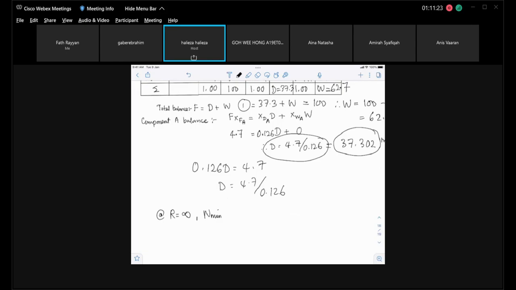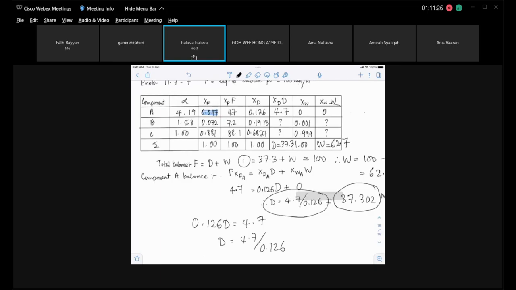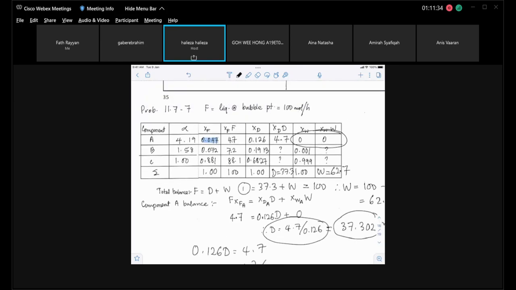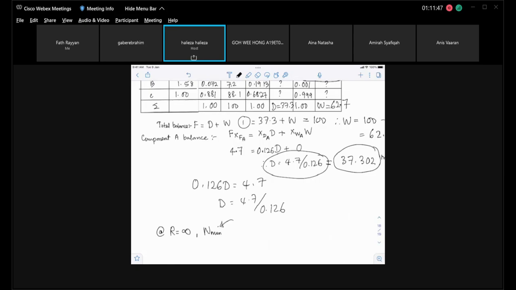The way I understood the problem is that initially this is the assumed distribution of A, because B and C are the light key and the heavy key. So component A is assumed to be all in the distillate, none of it in the bottom product. Once you manage to get N min, you should recalculate the distribution of A in the bottom product and in the distillate.